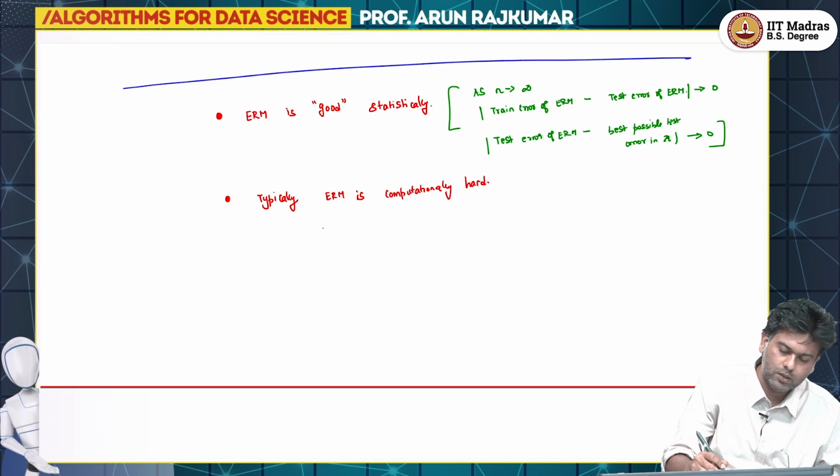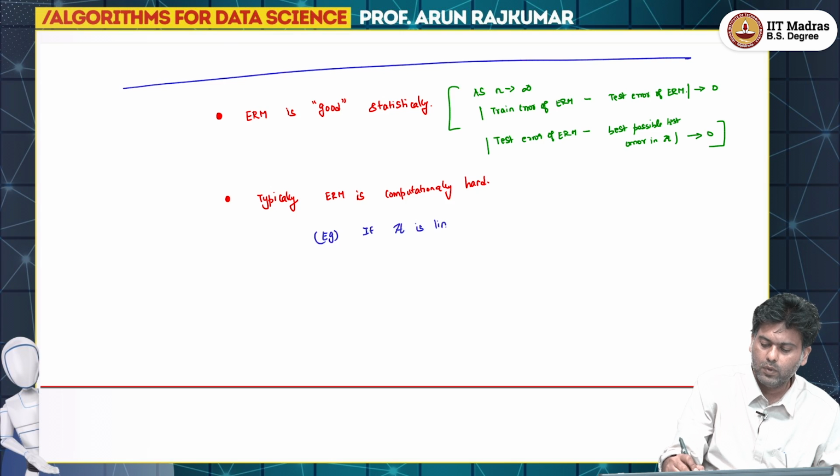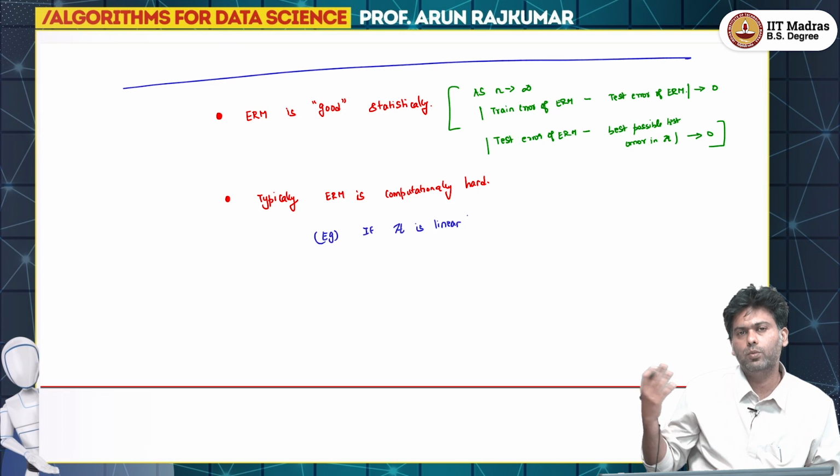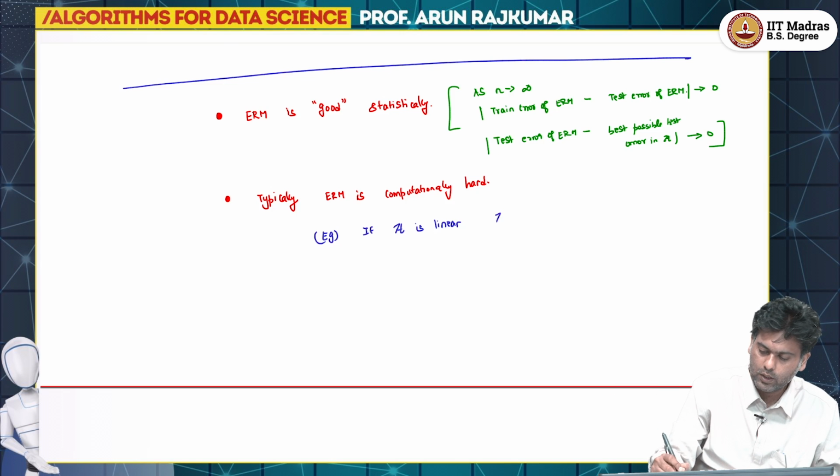Just to give an example, if H is linear, that is, we are just searching in the set of all W's such that once you get a W, sign of W transpose X is what you use to make your prediction. That is what H is linear means.